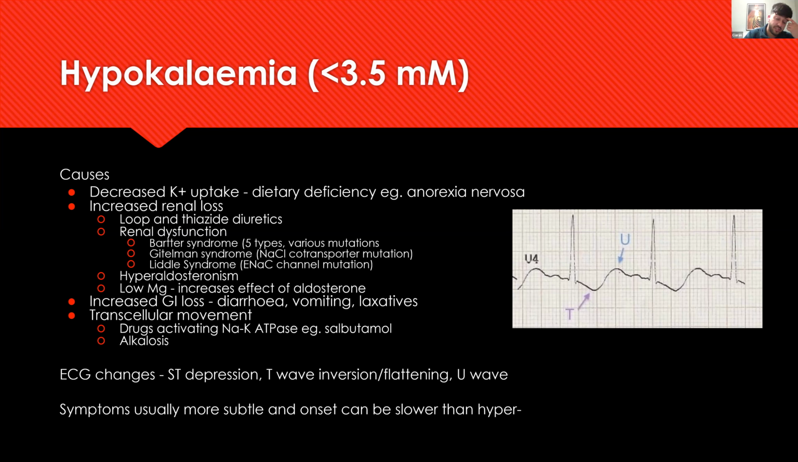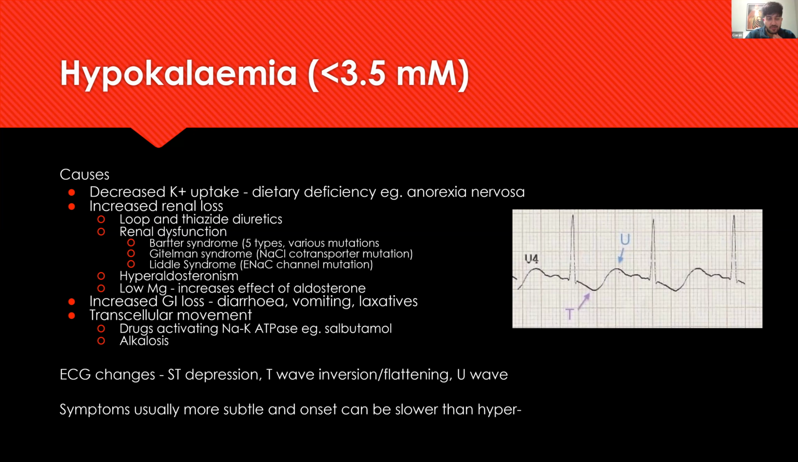You can also get some primary renal dysfunctions. There's Bartter syndrome, with 5 different types associated with different mutations affecting a couple of the transporters. One of the main types affects the NKCC transporter in the loop of Henle, so it acts similarly to loop diuretics. Then we also have Gitelman syndrome, where we have a sodium chloride co-transporter mutation, which has a similar effect to thiazide diuretics, where the function is compromised. And then we also have Liddle syndrome, where we have an ENaC channel mutation, which can be associated with hypokalemia.